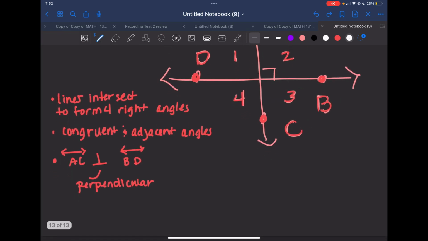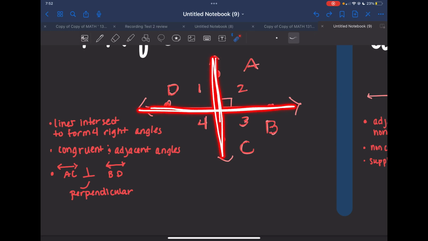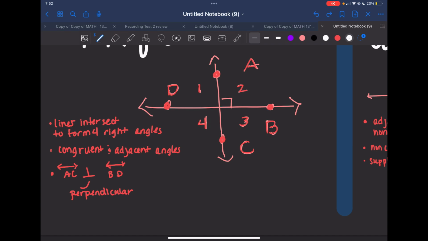Another attribute is that you can now say that line AC is perpendicular to BD. So let's see what that looks like. Line AC is perpendicular to BD. That means I have right angles every which way. The symbol for perpendicular is like an upside down T. Another symbol would also be an upside down T with a square in the corner to indicate a right angle.